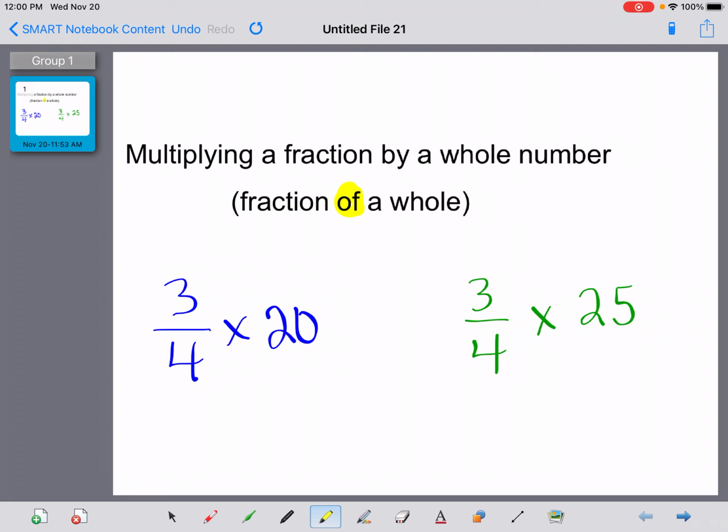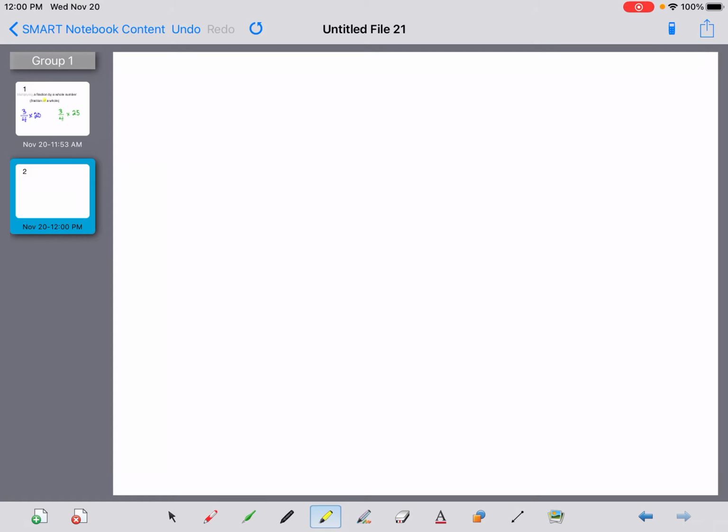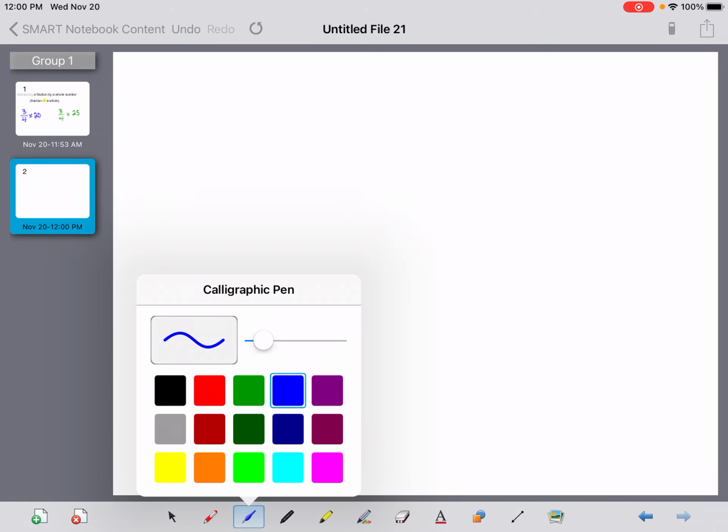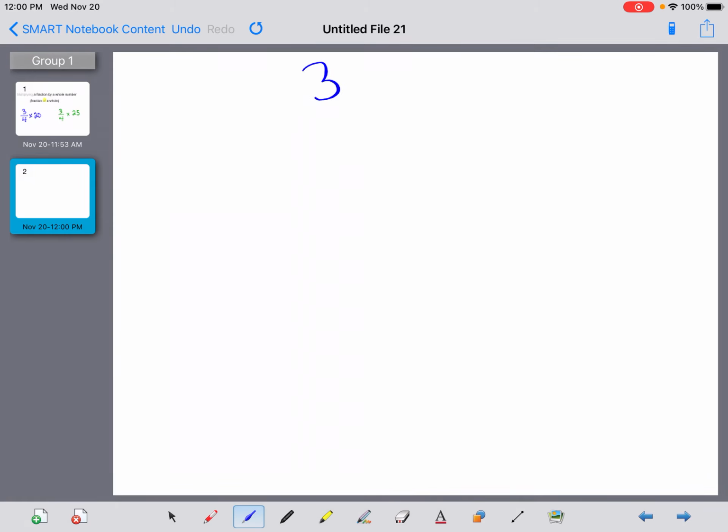I want to look at two different problems today, each of them using a separate way that we could solve it. On the first problem, we're going to say we have 3/4 of 20. So in this problem, I might be thinking about having 20 kids in my class, and 3/4 of those kids are done with their assignment.